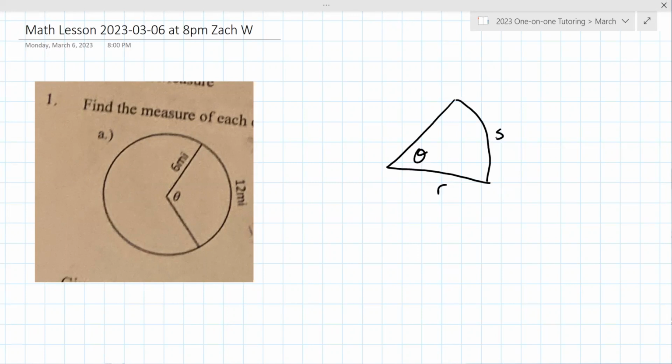S is probably the only one that's really weird. Why is it called the arc length? I don't know, but that is what they call it. And it's S equals R theta.